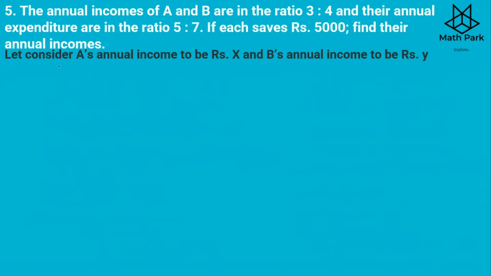So our first equation is x upon y is equal to 3 upon 4. Or you get 4x is equal to 3y. Or you can get 4x minus 3y is equal to 0, which is our equation number 1. Now the second condition, their annual expenditure. So how do I get the expenditure? You can see here, they are saving 5,000. So if their income was x rupees, they are saving 5,000.